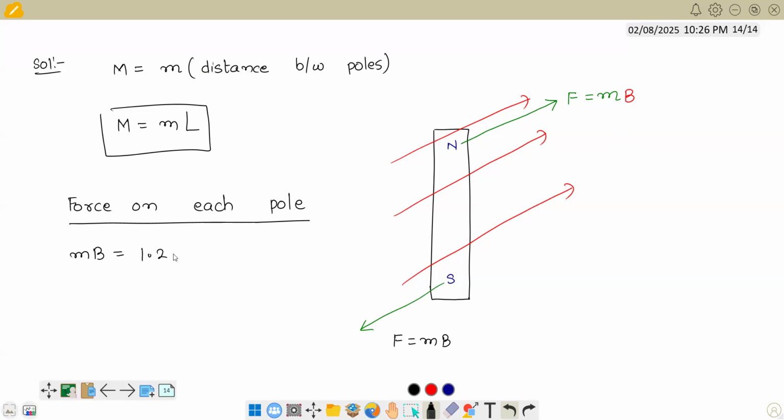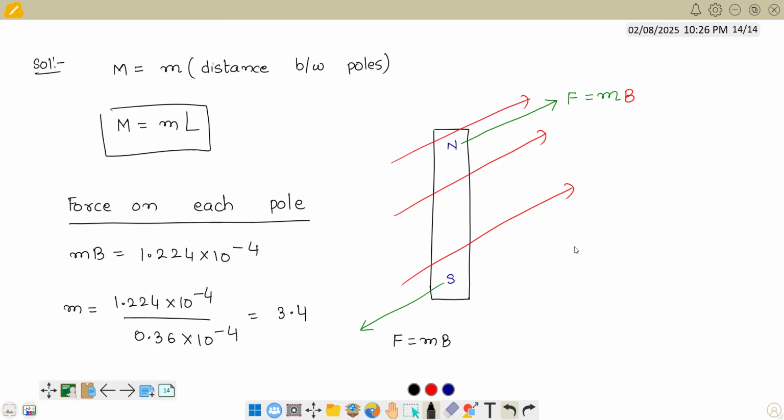The force on each pole, mB, is equal to 1.224 into 10 power minus 4 Newton. From this, we can find the value of small m. Small m equals 1.224 into 10 power minus 4, divided by the magnetic field, which is given as 0.36 Oersted. So 1.224 divided by 0.36. It is close to 3.4. So we got the m value as 3.4.